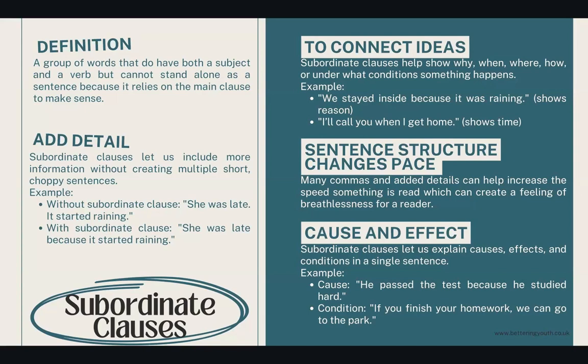We can also look at subordinate clauses for cause and effect. It lets us explain things. "He passed the test because he studied hard." "If you finish your homework, we can go to the park." Now I want you to notice something. There is a comma in the last sentence: "If you finish your homework, comma, we can go to the park." Can you identify what part is the subordinate clause?